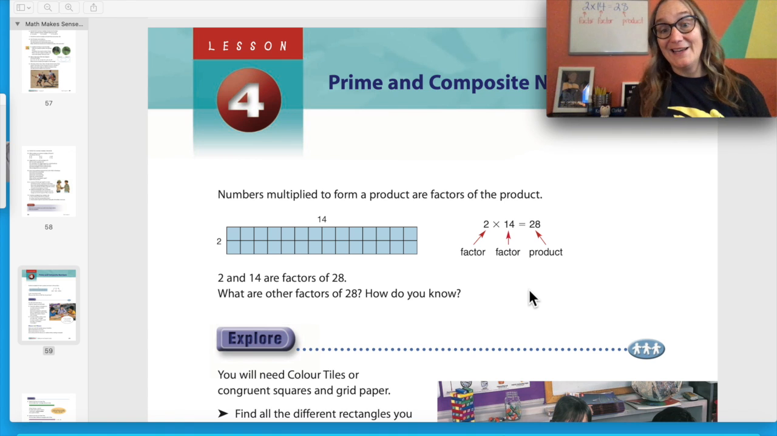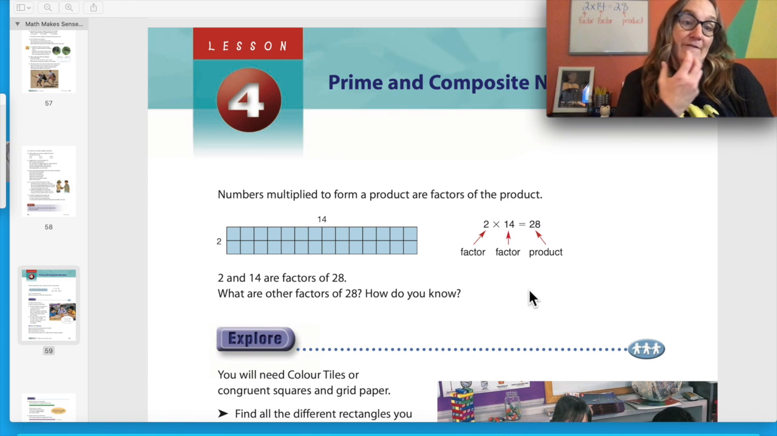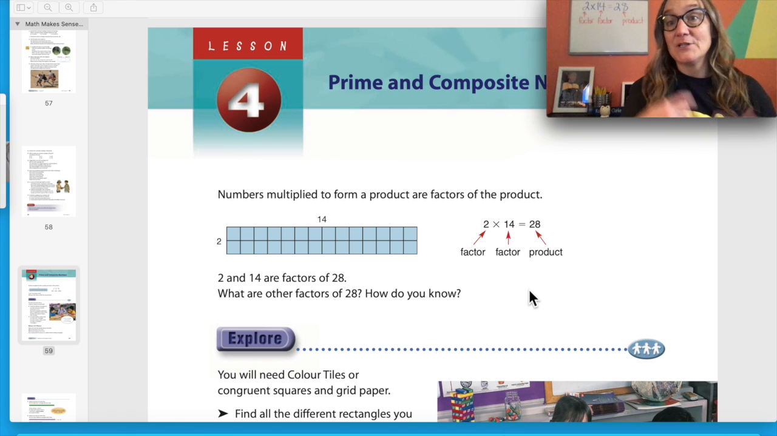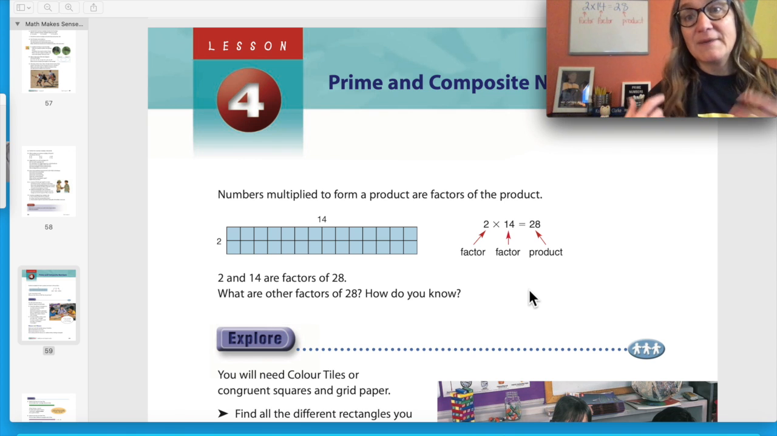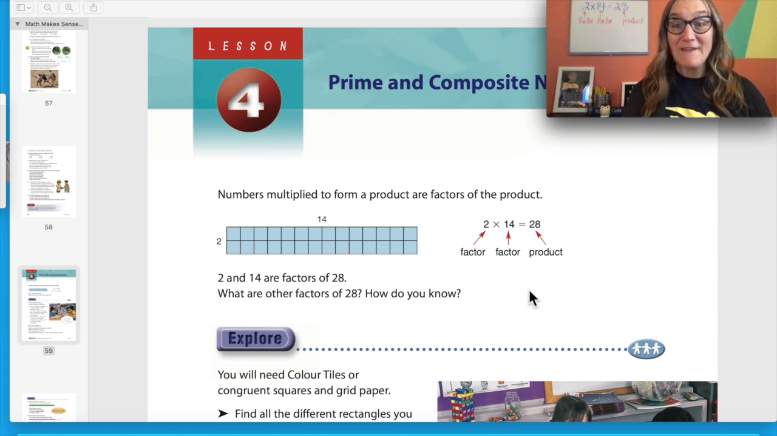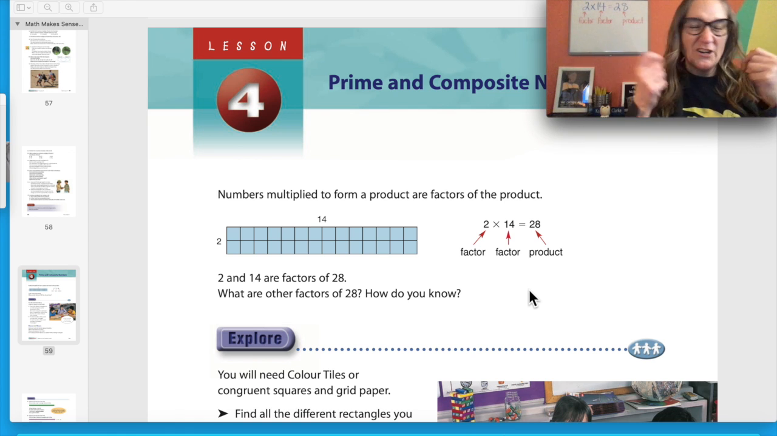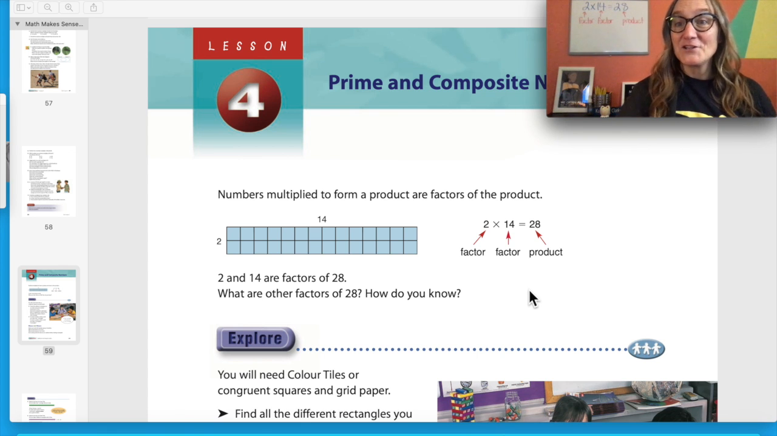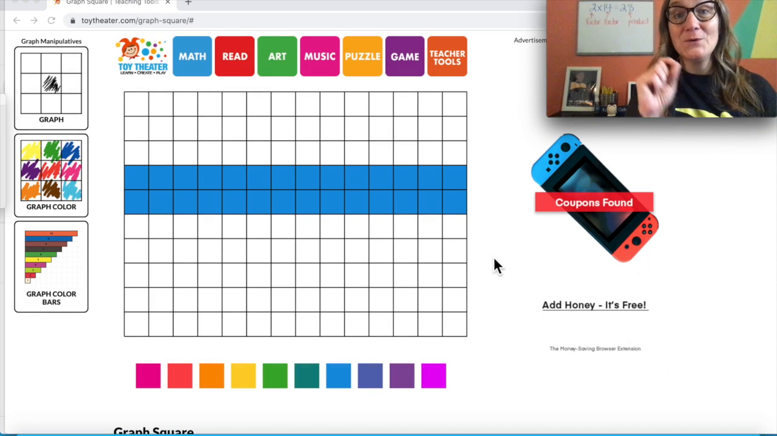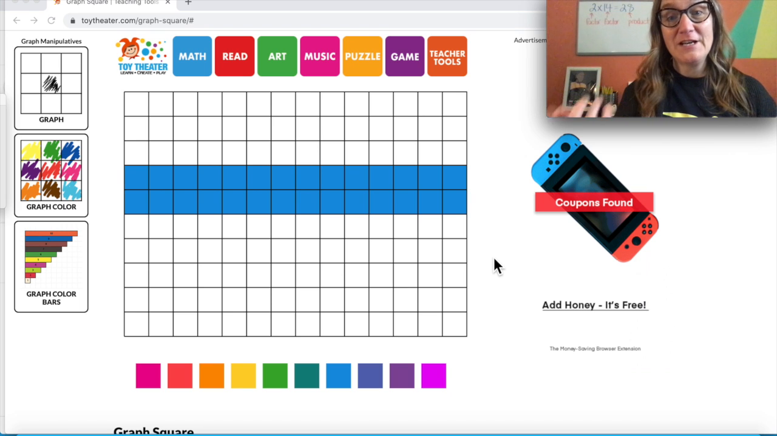Well, one way of finding out is if you have memorized your times tables and you think to yourself, what numbers can I multiply together to get 28? Because those are going to be the factors of 28. If you don't have those all memorized or they're not as easy to access in your memory, I'm going to show you two other ways that you can figure out what the factors of a given number are.